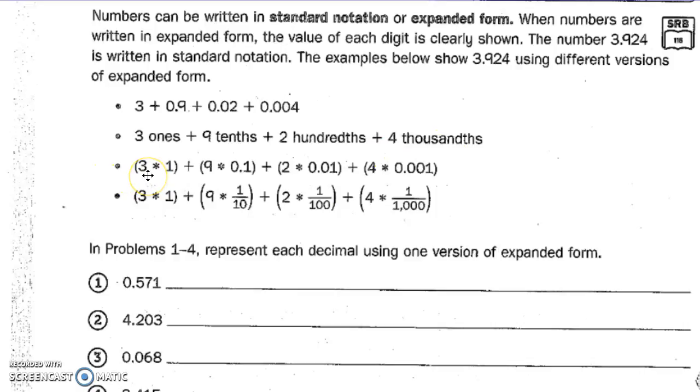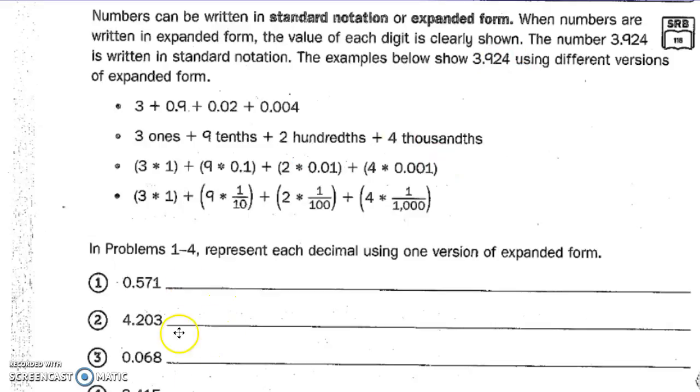You could write it as powers of 10. 3 times 1 is 3. 9 times 1 tenth is 9 tenths. 2 times 1 hundredth is 2 hundredths, and 4 times 1 thousandth is 4 thousandths. You could represent that thousandths in a decimal form or in fractional form. All 4 of these ideas show the same value of 3 and 924 thousandths.